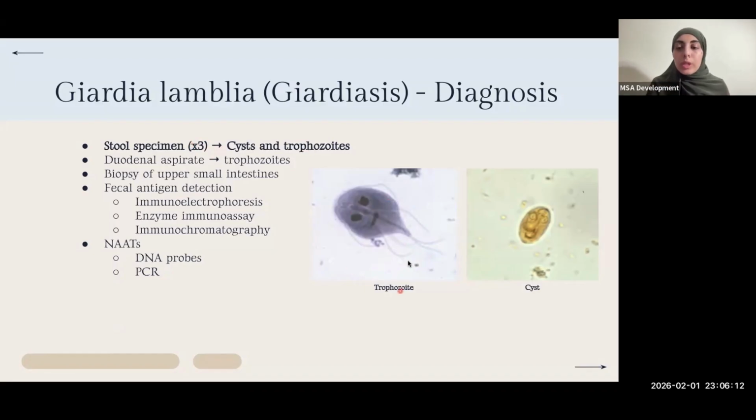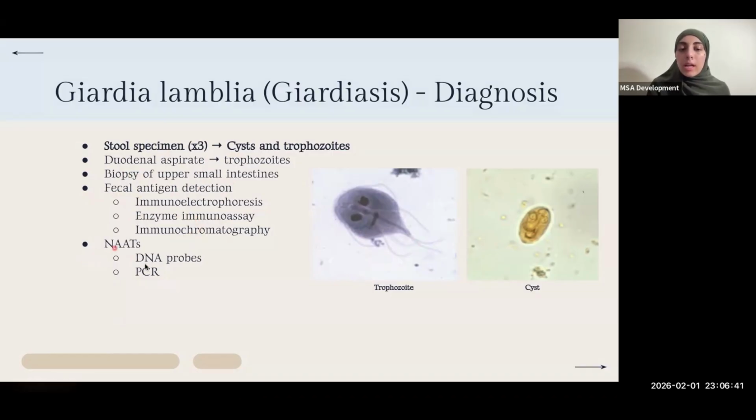So you look for the trophozoite and the cyst in the stool under microscopy. You can also look for the trophozoites in a duodenal aspirate. And you can get a biopsy of the small intestine. So you can do all of these to look under the microscope and see these forms of the organism. You can also use fecal antigen detection by immunoelectrophoresis, enzyme immunoassay, immunochromatography. Basically, you're looking for the antigen in the stool.